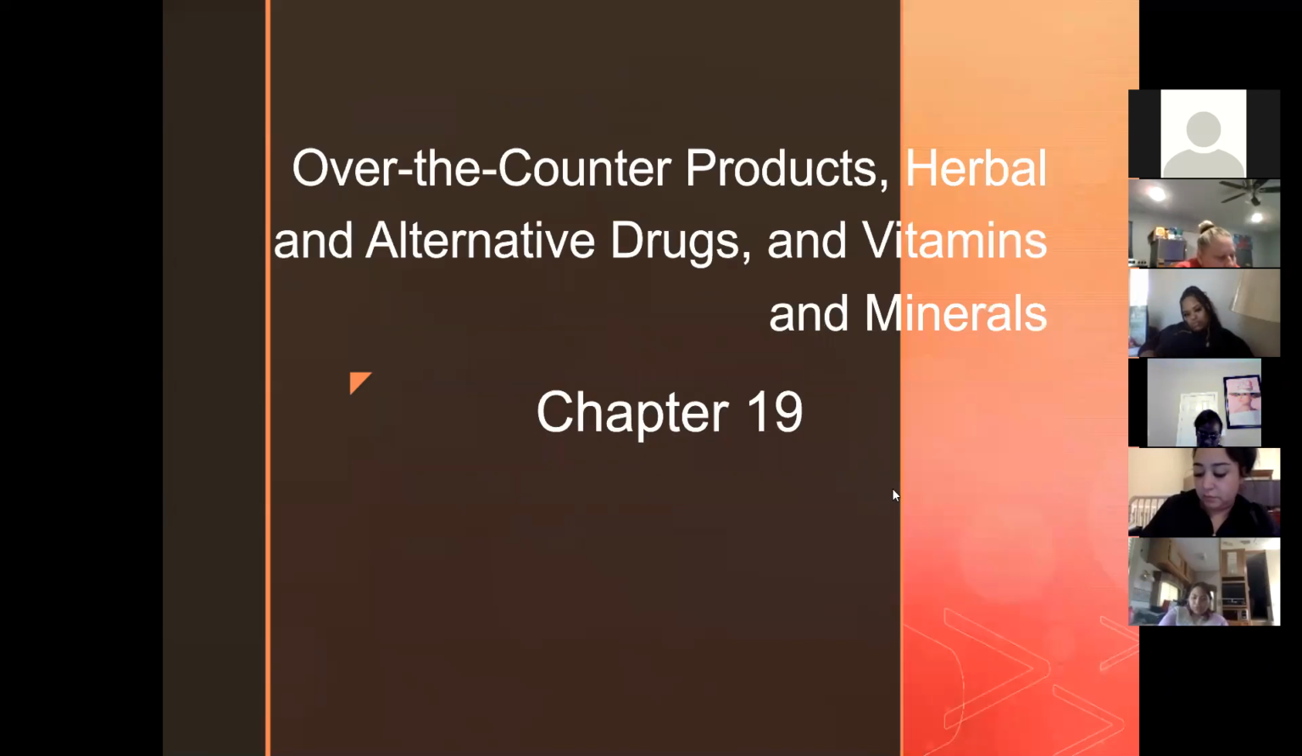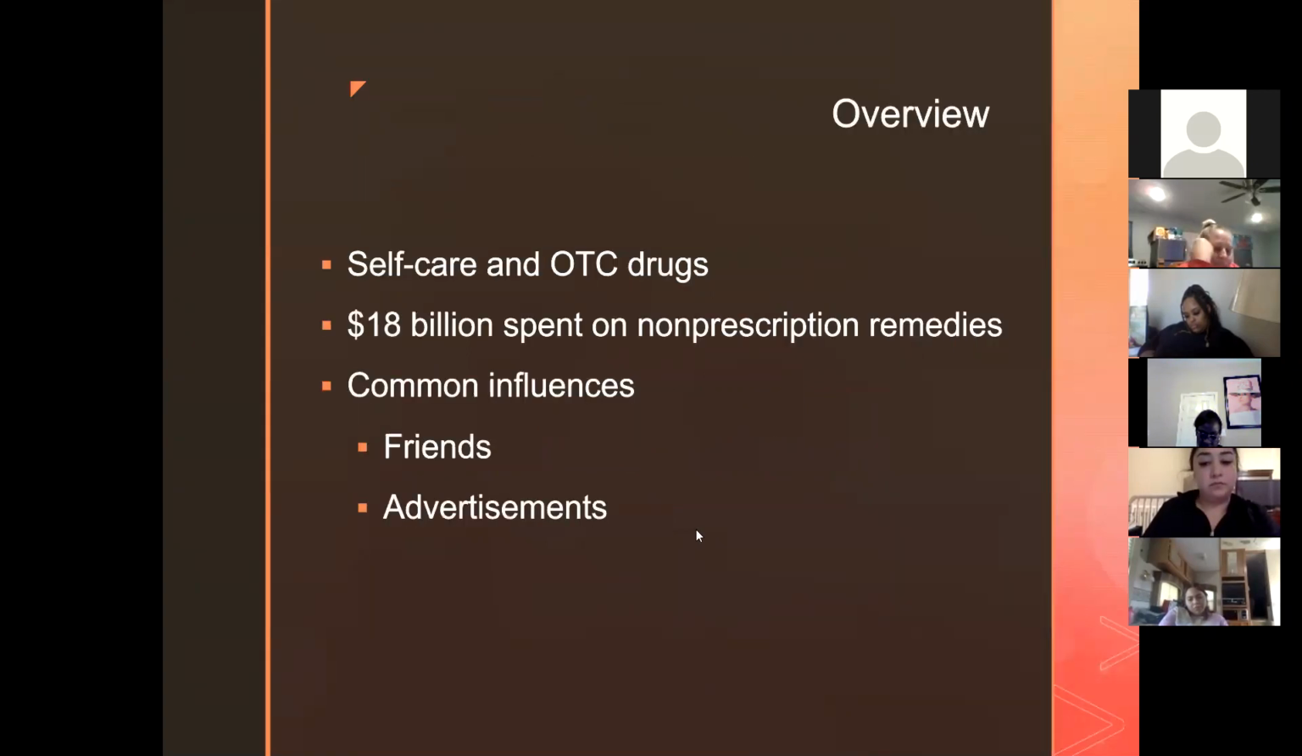Moving on to chapter 19, we're going to talk a little bit about over-the-counters, herbals, alternative drugs, and then we'll end up with vitamins and minerals. A review. We all like over-the-counters, right? That just means we can walk in based on whatever our symptom is and pick what we need when we need it and use it without having to go to the doctor and then pay for a prescription.